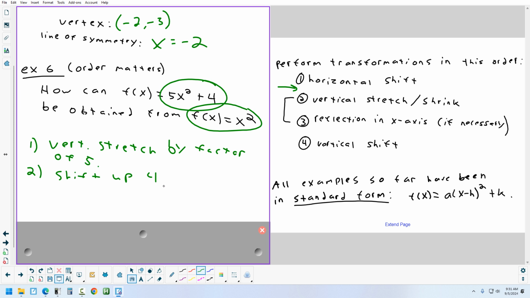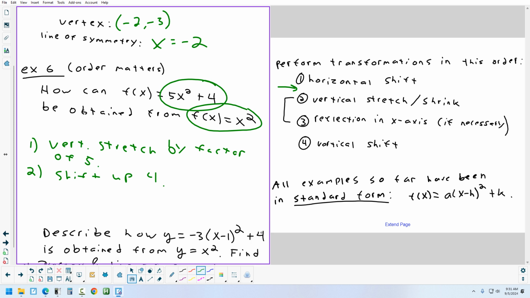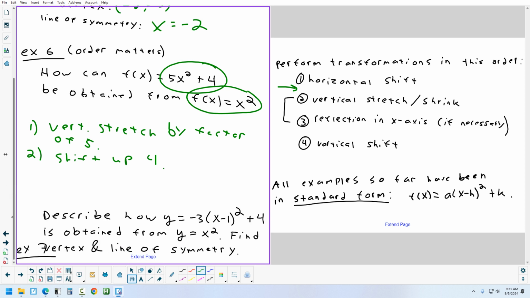You don't have to say vertical shift. When you say the word up, I know up is vertical. You have to tell me the direction and how much. If you just said shift up, no, that's not good enough. And if you just said shift 4, no. Shift up 4. All right.